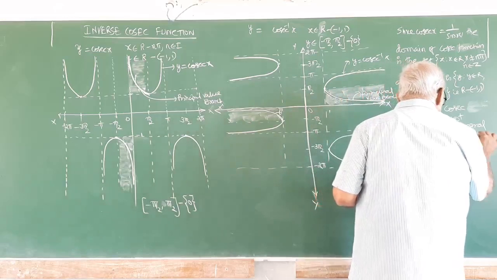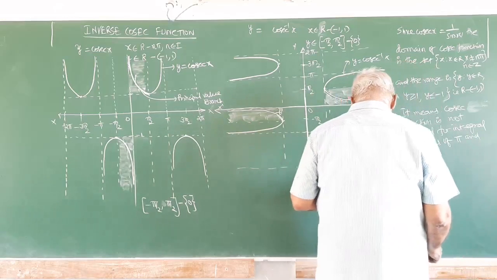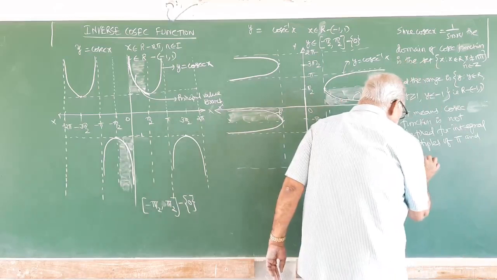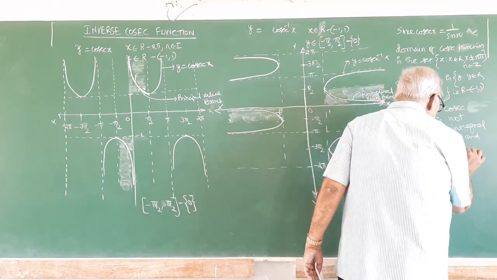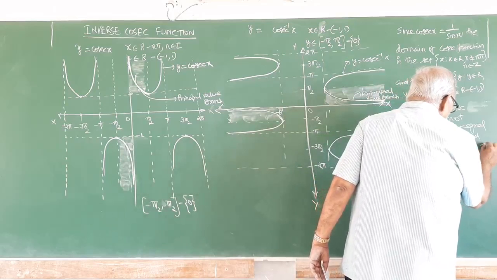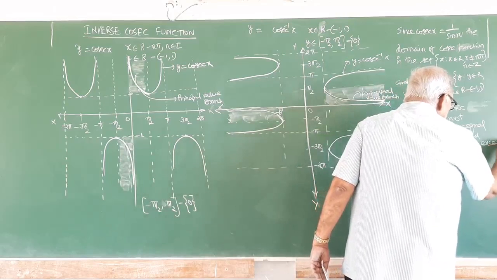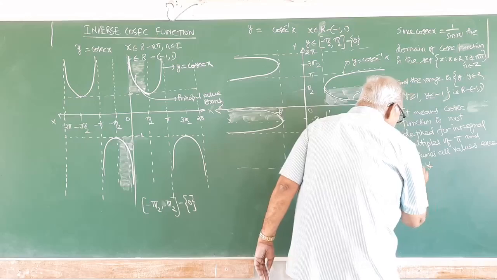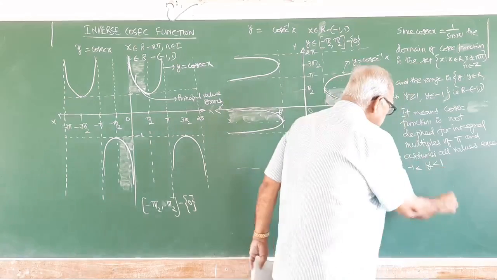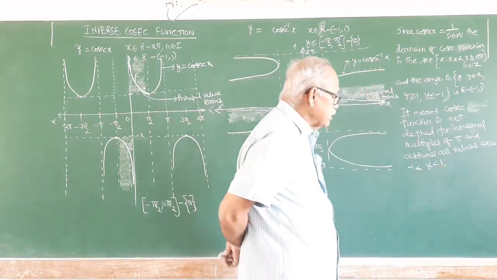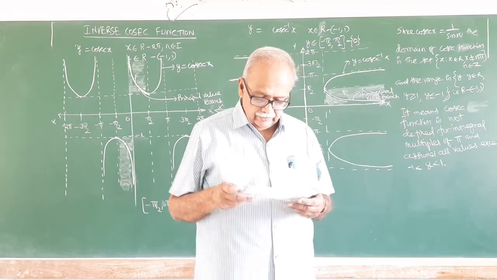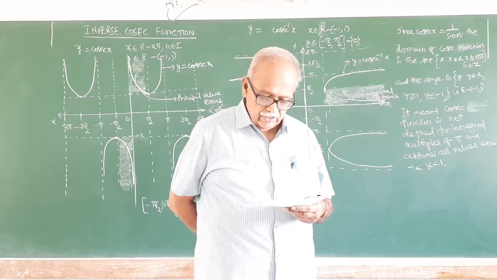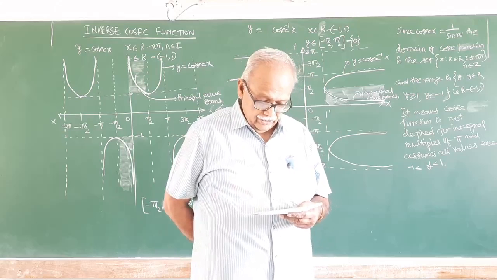And it assumes all values y except y greater than minus 1 and less than 1. These values cosecant x cannot take. All the other real number values cosecant x can take. So that is the meaning of this domain and range.